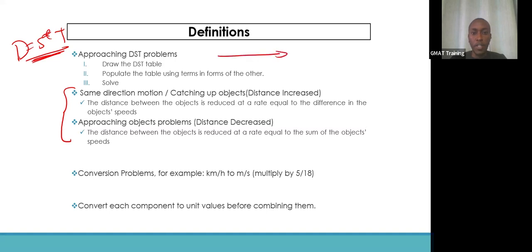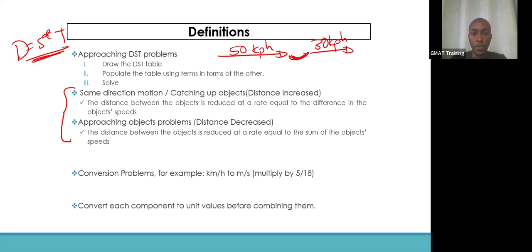Let's have the 50 kilometers per hour car behind a slower car that is 30 kilometers per hour. So let the shorter arrow be the slower car and the longer arrow be the faster car. So what happens here is, don't look at the vehicles. Instead, look at the distance between the vehicles. That is the key to answering these types of questions.